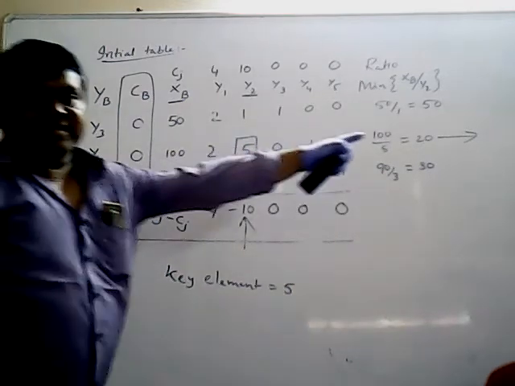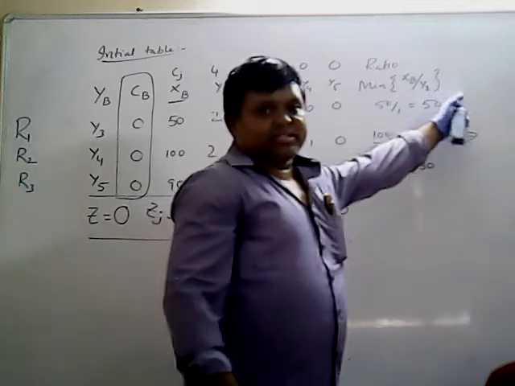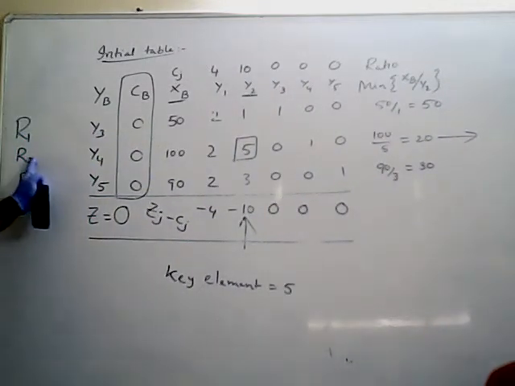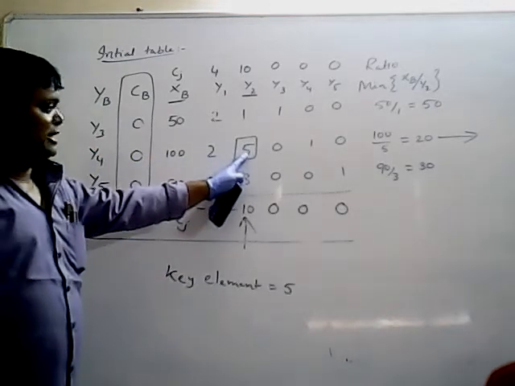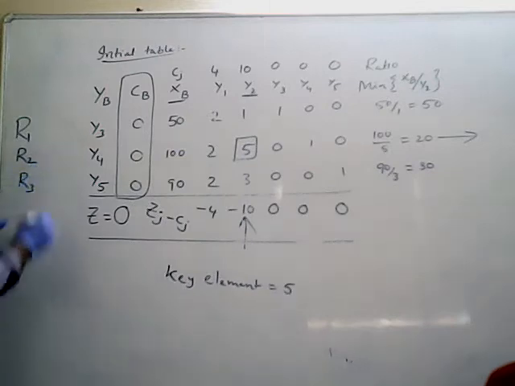You can write on this side or this side. If space is available, you can write on this side. So 3 rows are there, R1, R2, R3. So first identify the key element row operation. What is the key element row operation? Key element is 5. It is there in the second row. First you have to write the second row operation.